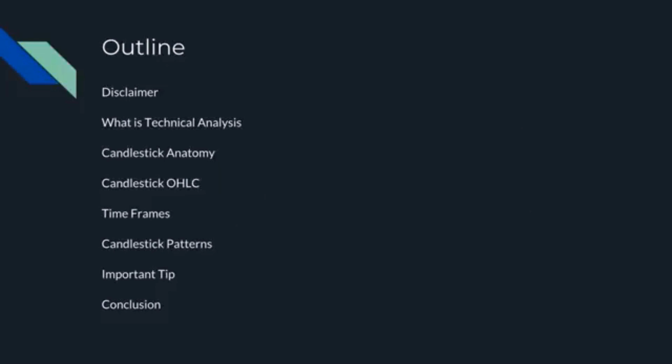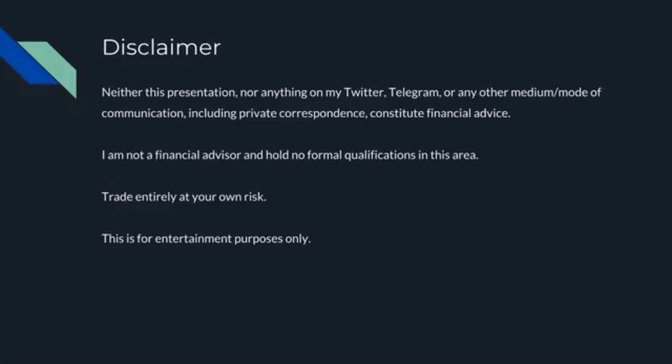Every lesson of this course will have an outline. The outline for this lesson is a disclaimer. Then we're going to jump into what is technical analysis, very briefly. Then we'll go into Candlestick Anatomy, Candlestick OHLC. We'll talk about time frames, patterns, end with an important tip, and then round up and conclude.